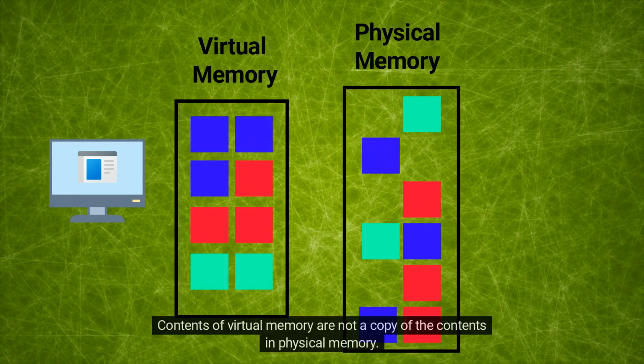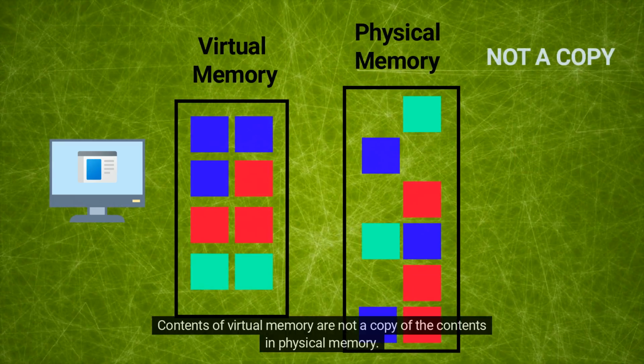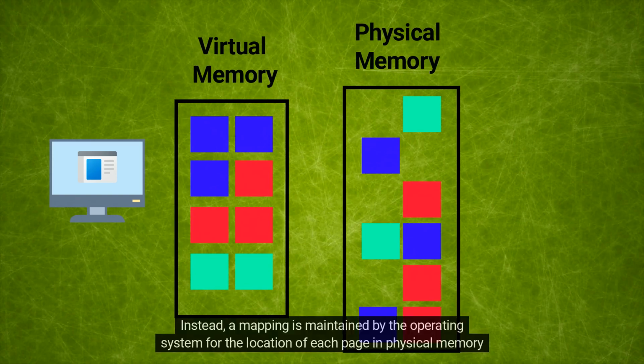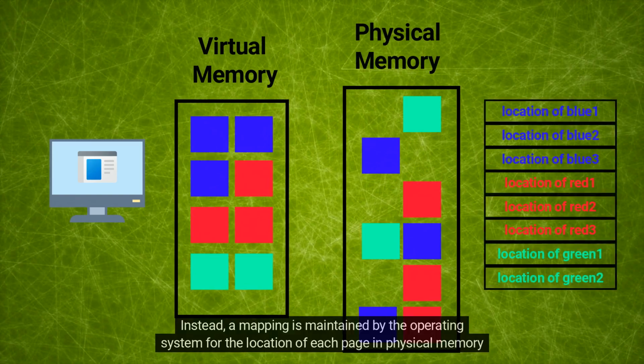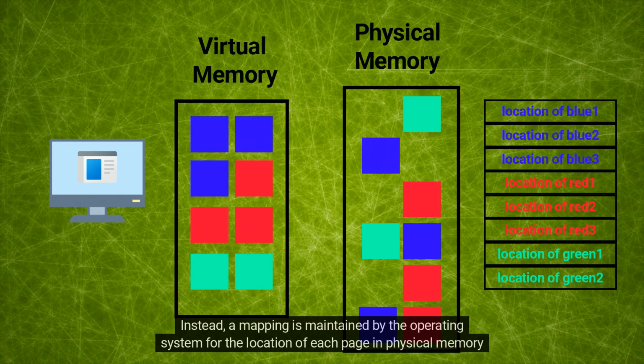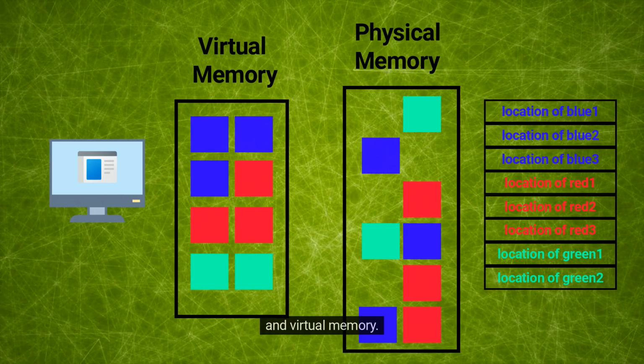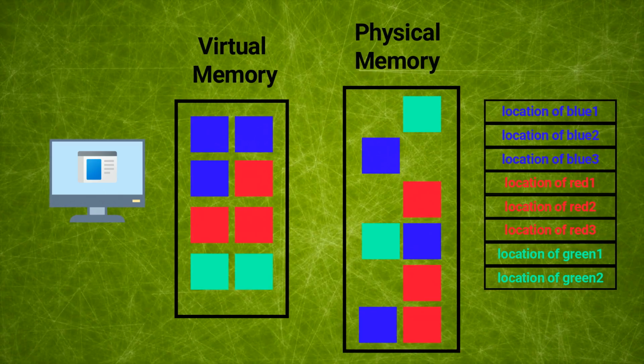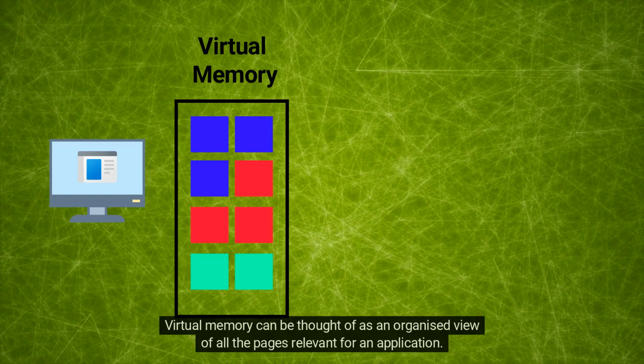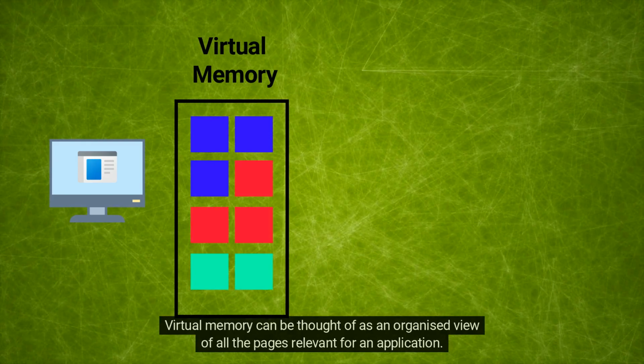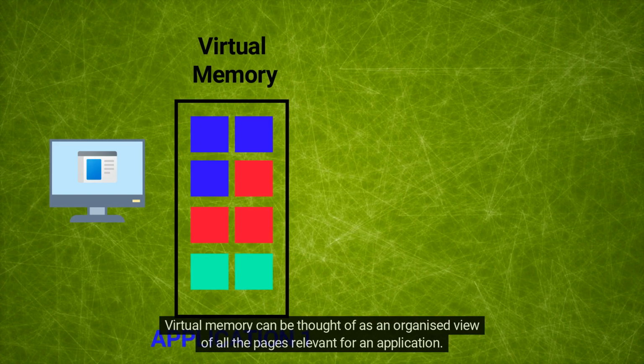Contents of virtual memory are not a copy of the contents in physical memory. Instead, a mapping is maintained by the operating system for the location of each page in physical memory and virtual memory. Virtual memory can be thought of as an organized view of all the pages relevant for an application.